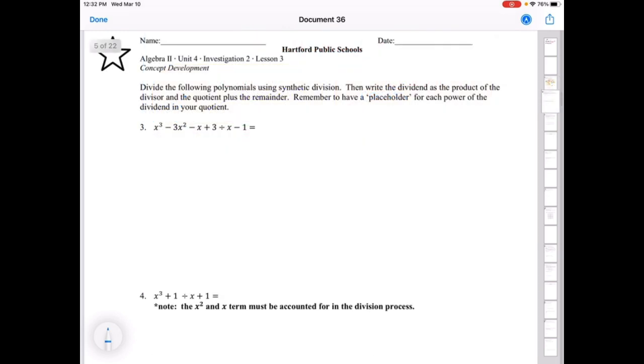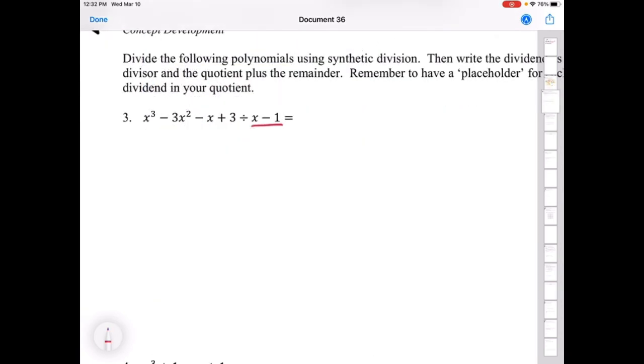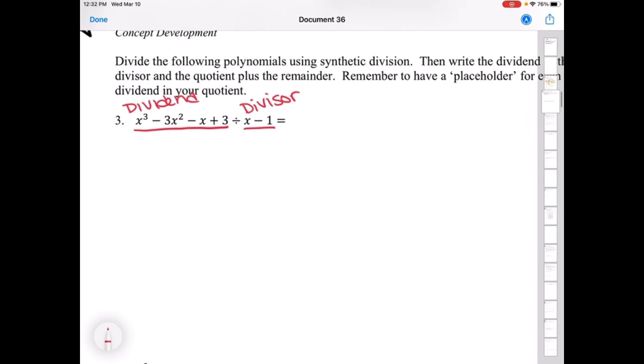Now we're going to try some examples. x minus 1 is our divisor, and we have this as our dividend. So we're going to set this up. We have this x minus k form, so we know that our k value is going to be equal to 1.